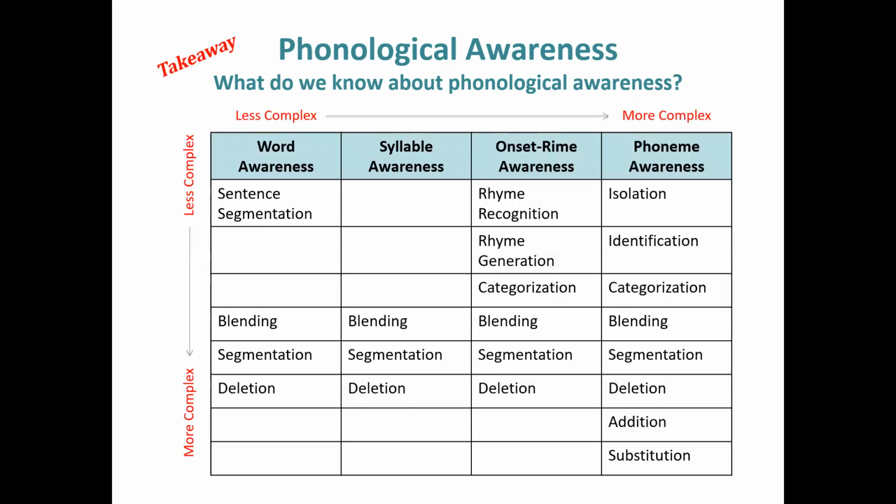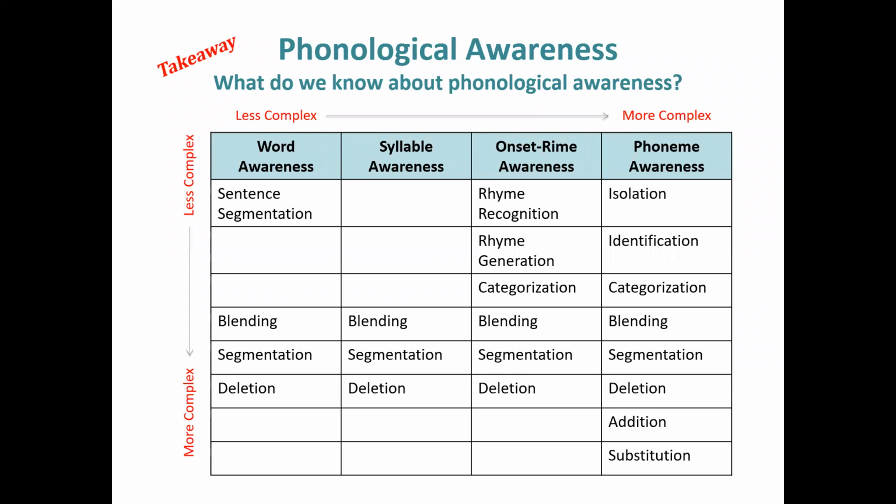This table organizes phonological awareness skills into 4 categories: word, syllable, onset rhyme, and phoneme. On page 18 in your handout, you'll find an expanded version of this table that shows the specific skills within each of these categories, along with an example for each skill. Phonological awareness instruction should be systematic.